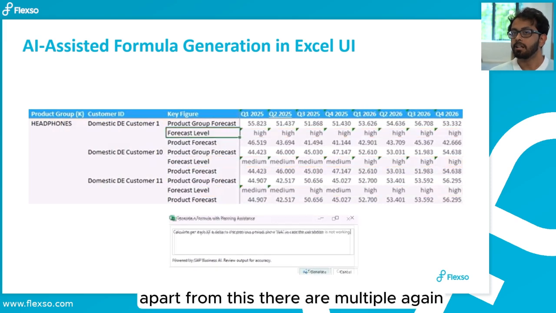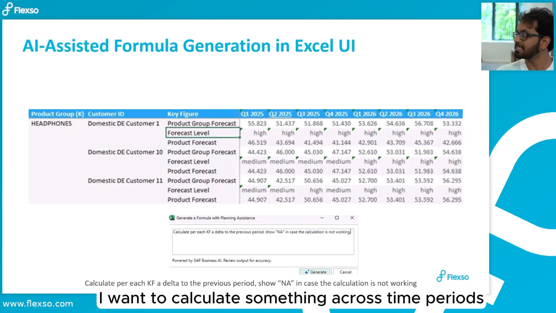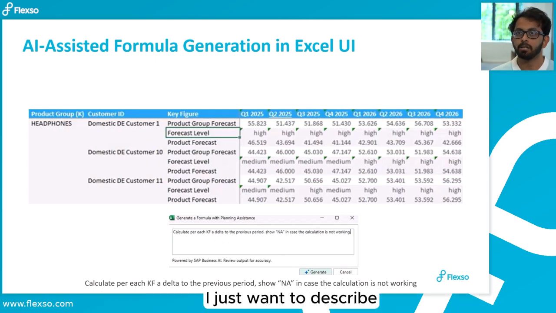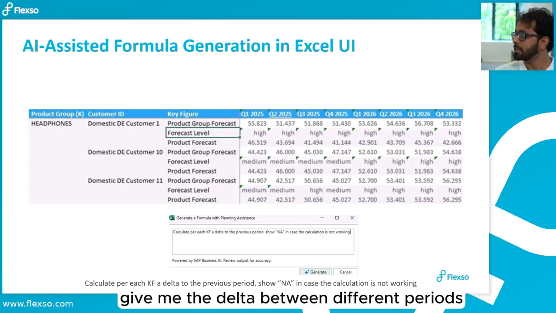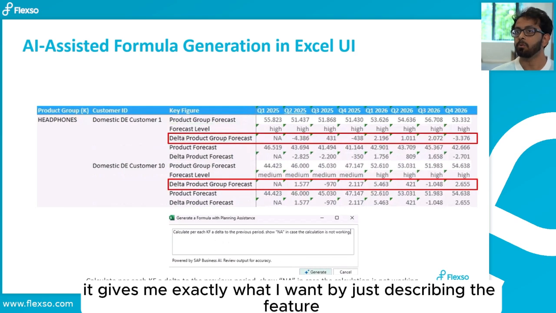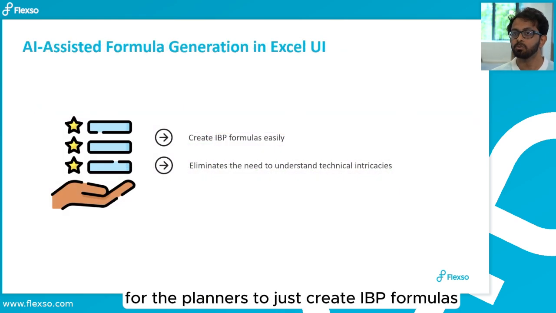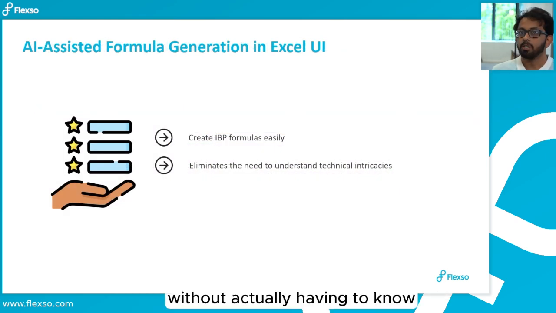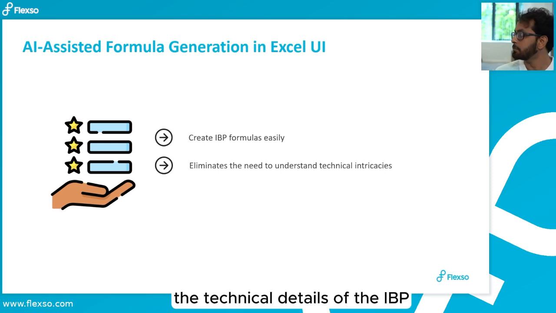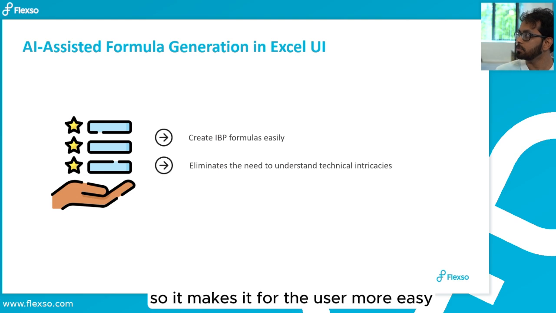Apart from this, there are multiple high-level formulas that I can use. For example, I want to calculate something across time periods. I just want to describe, okay, give me the delta between different periods, and I will also mention that if the calculation does not work, then just put in an NA. And again, it gives me exactly what I want just by me describing it. So this is a very interesting feature. It makes it easier for the planners to create IBP formulas without actually having to know the technical details of the IBP formulas themselves, like for example the functions or the parameters. So it makes it easier for the user.